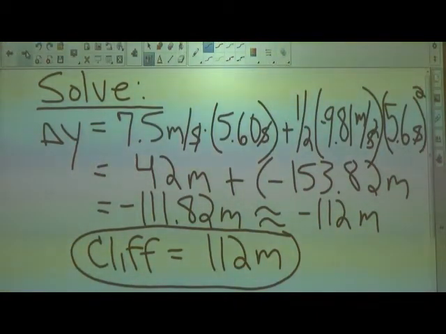It wasn't asking you that question. It was saying how high the cliff is. So what you've got to do is take that negative sign off, because you know the cliff doesn't go into the ground. It's not a hole. So the cliff is 112 meters tall. Let's go to the next one.